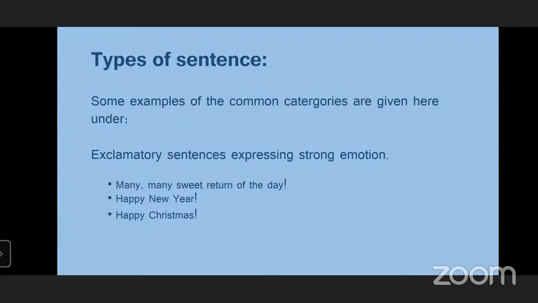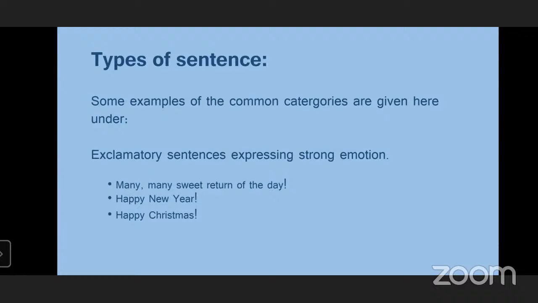Okay, so in surprise, in big emotion, in strong emotion, you say this sentence to somebody, right? Happy New Year, teacher! Happy Christmas, teacher! You say like this, right? So you're showing your strong emotion to somebody by wishing, right? So that time you use an exclamation mark. So next slide.